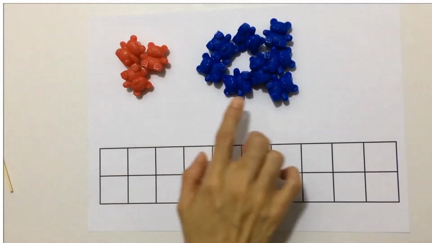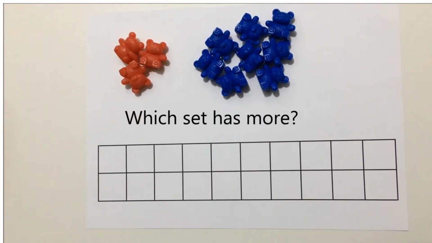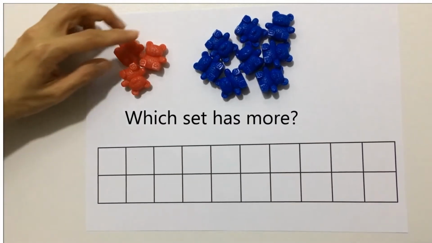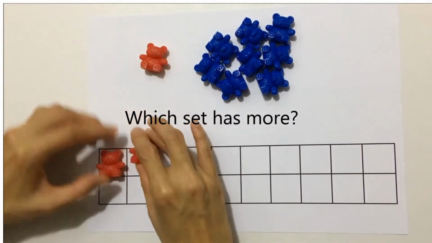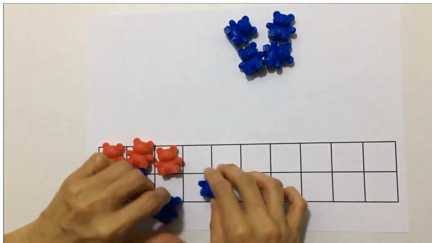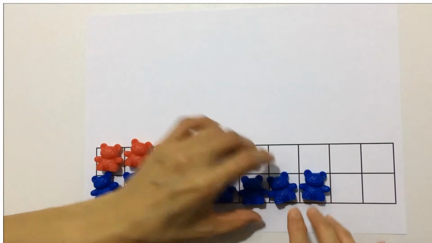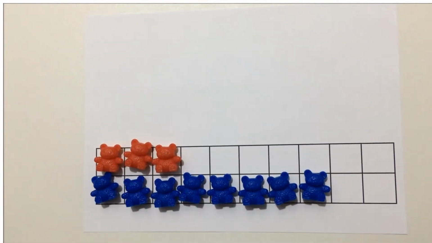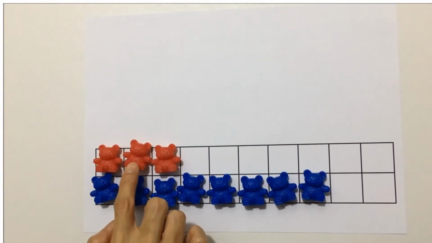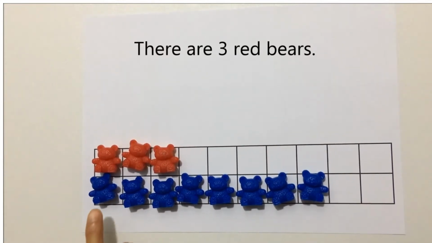Look at these two sets of bears. Which set has more? Let's arrange the bears in rows. Let's count the bears. 1, 2, 3. There are 3 red bears.